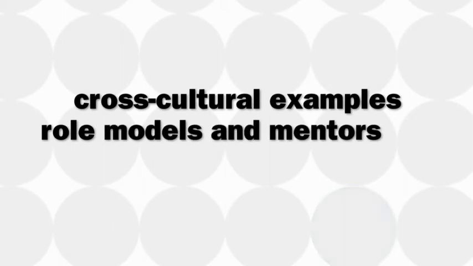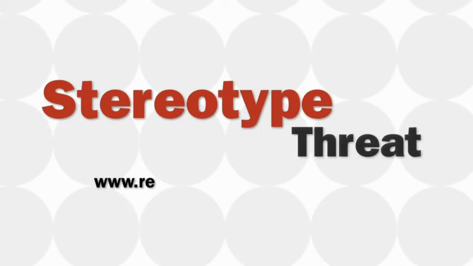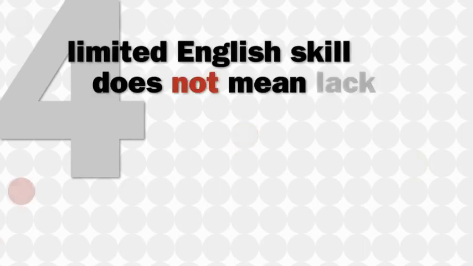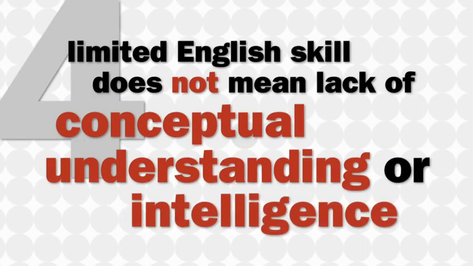When one student in a family or a cultural group finds success in the program, have them invite others to join them. Finally, learning and talking about stereotype threat is important, as cultural bias may exist both at the school or college as well as within the student and their communities. In working with limited English proficient students, remember that limited English skill does not mean lack of conceptual understanding or intelligence.